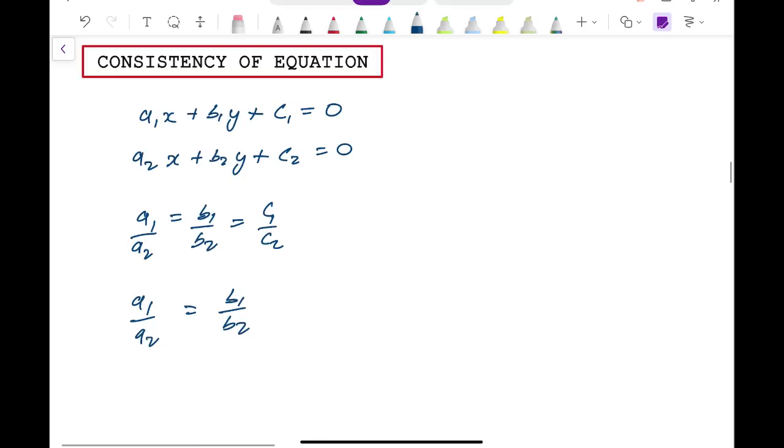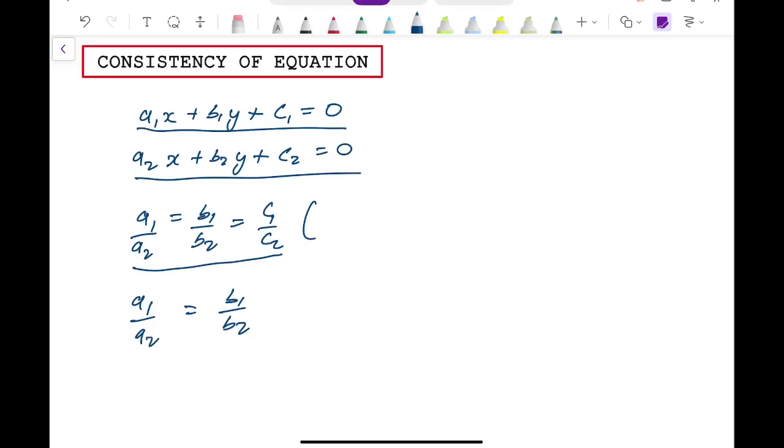In this case, this will give you one line, and this will also give you another line. So this simply means that the two lines coincide, that means one upon the other. And if a1 by a2 is not equal to b1 by b2, we call it an intersecting line.